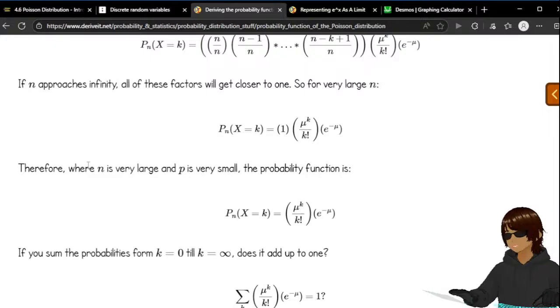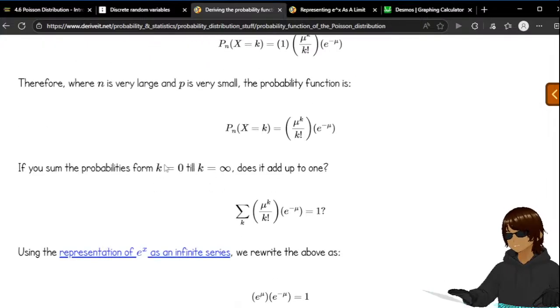So as I was saying, when n is very large and p is very small, the probability function is this. If we sum the probabilities, does it add up to 1? It in fact does.